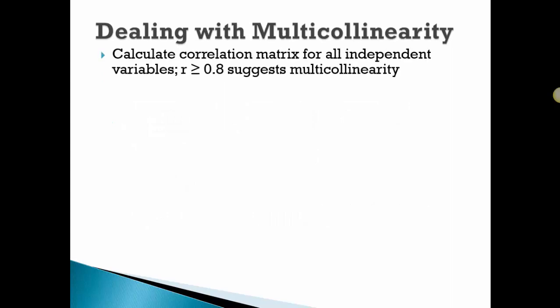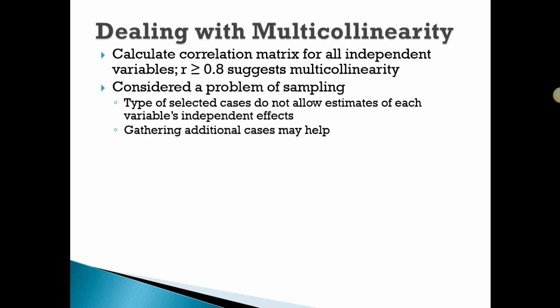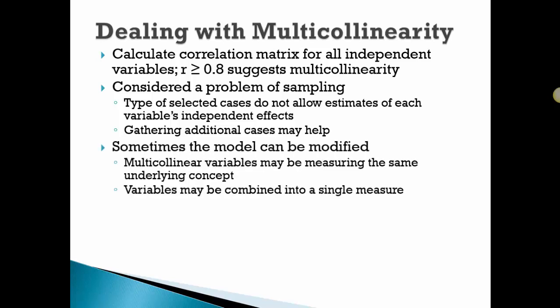So what can you do? The first thing suggested is to look at the correlation matrix for all the independent variables. If you see a correlation with an absolute value greater than 0.8, it suggests multilinearity, in which case you might want to consider removing one of those two variables that are showing that high correlation. Consider a problem of sampling: the type of selected cases don't allow estimates of each independent effect. Gathering additional cases might help.